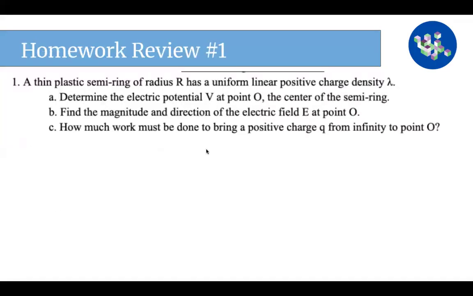Right, so this was the first homework problem. A thin plastic semi-ring of radius r has a uniform linear positive charge density lambda. Determine the electric potential V at point O, which is the center of the semi-ring.